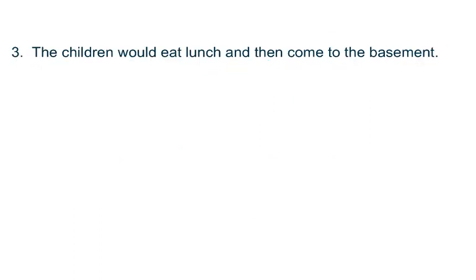So there's number 2. Let's look at number 3. The children would eat lunch and then come to the basement. So our order of analysis is phrases, clauses, principal elements, and modifiers. Do we have any prepositional phrases? Yes, we do, don't we? To the basement. To is our preposition, basement is our object, and the is an adjective that modifies basement. Do we have any words that mark compounds? Yes, we do. And.